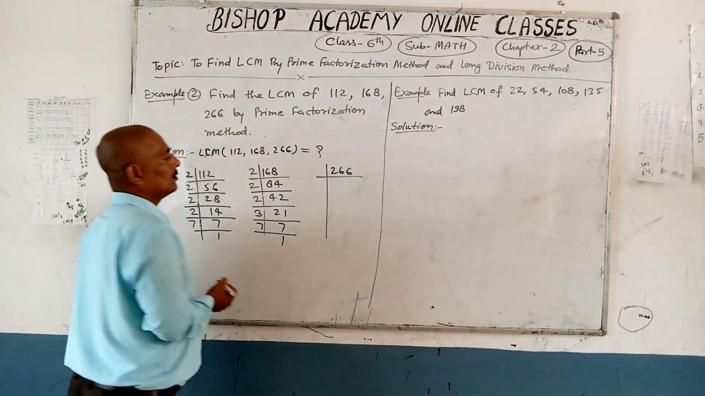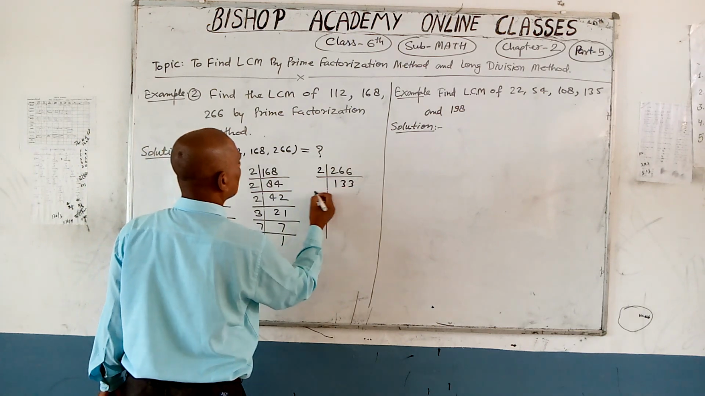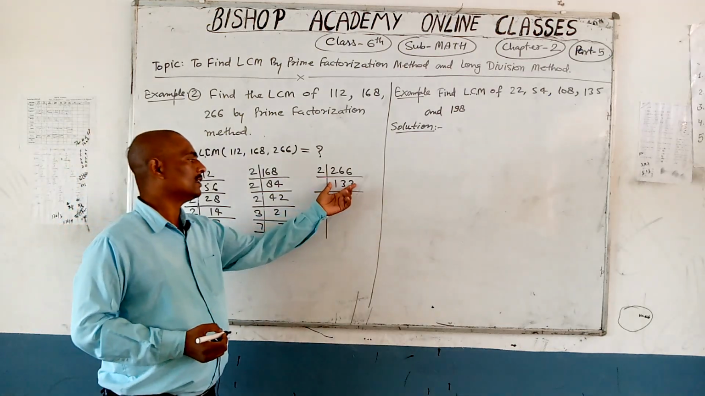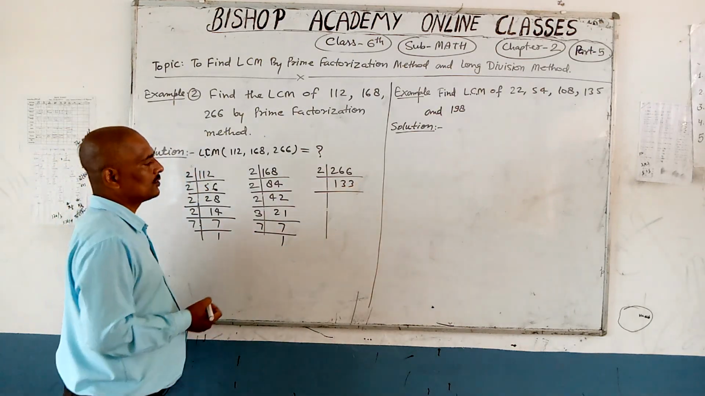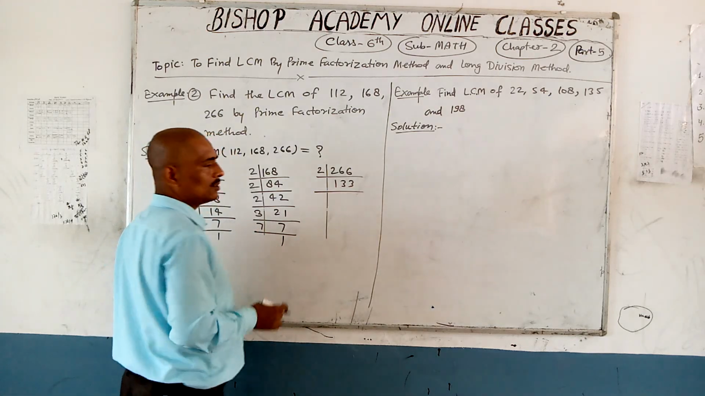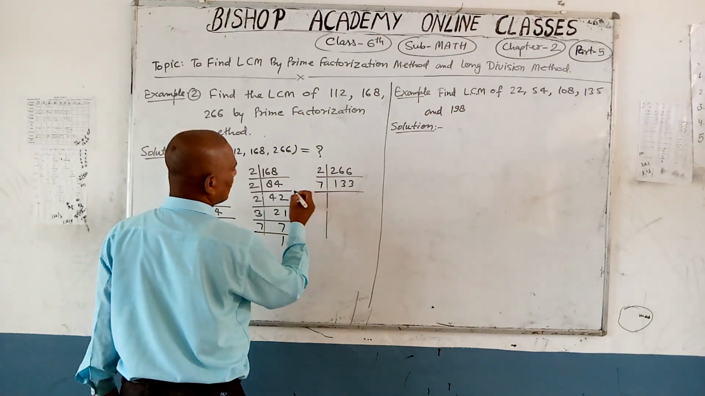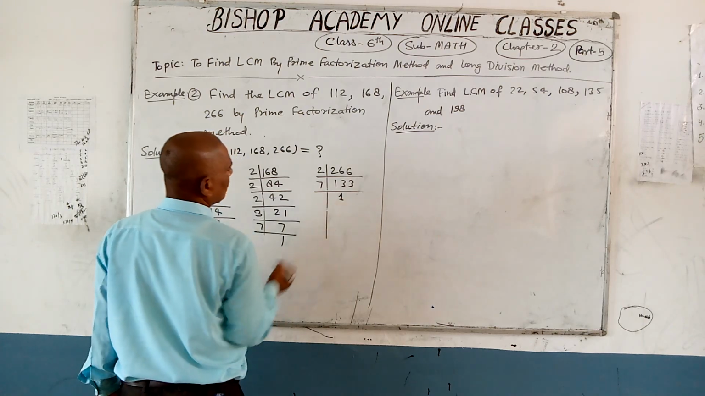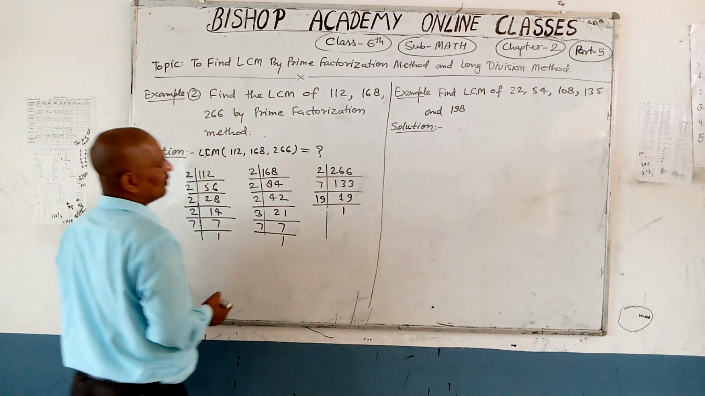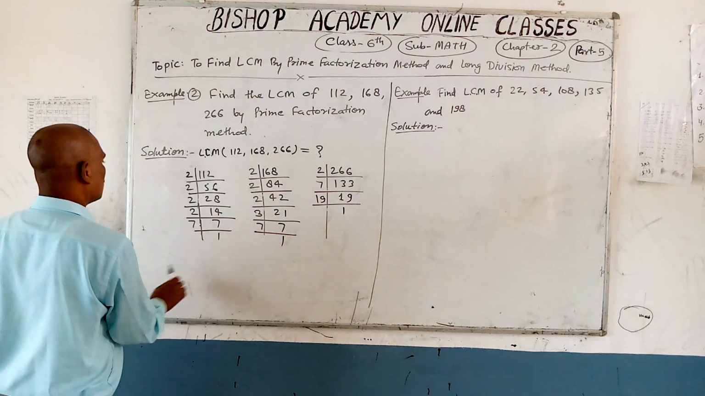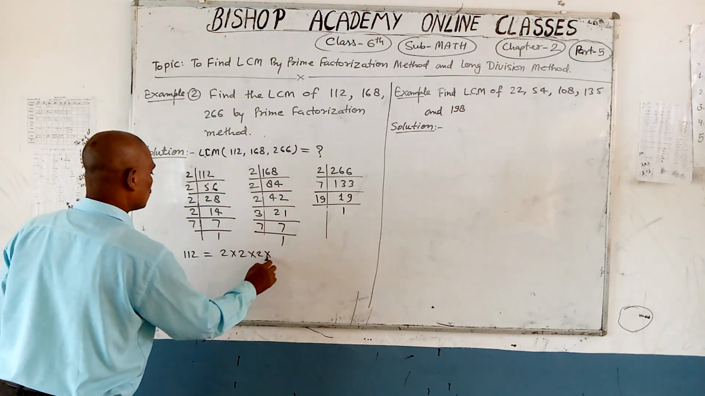266. Find the prime factorization of this. You will divide by 2, 2 1 are 2, 2 3 are 6, 2 3 are 6. You know that 133 is neither divisible by 2 exactly nor divisible by 3 exactly. So you will check if this 133 is divisible by 7. Divide by 7, 7 1 are 7, 7 9 are 63, and your 19 is exactly divisible by 19.